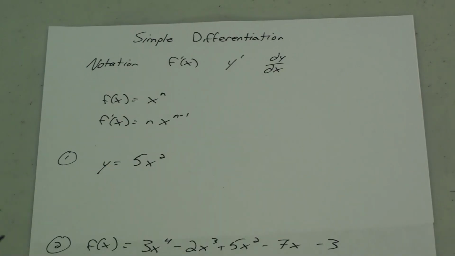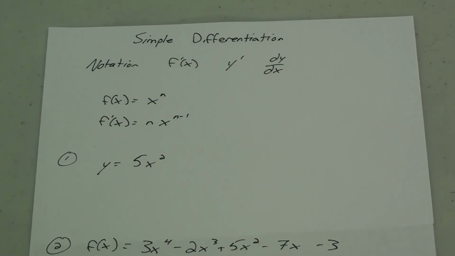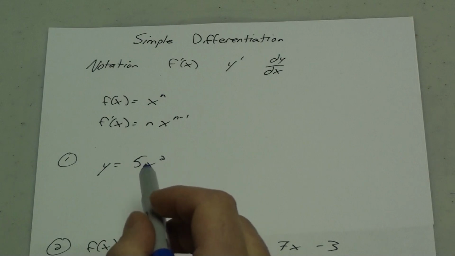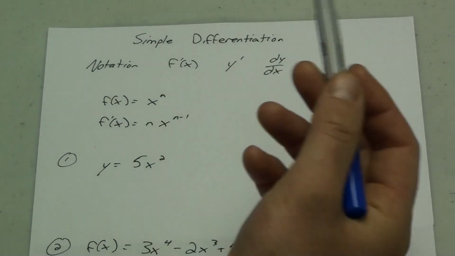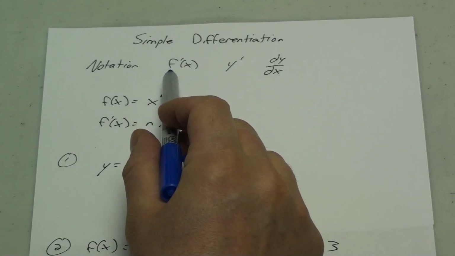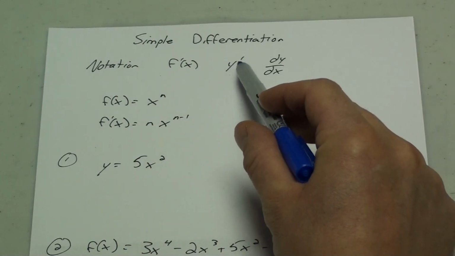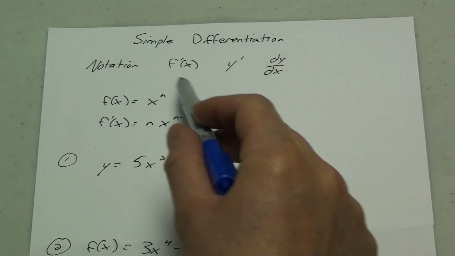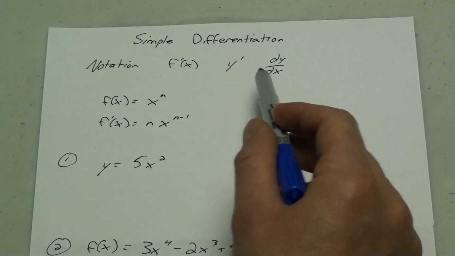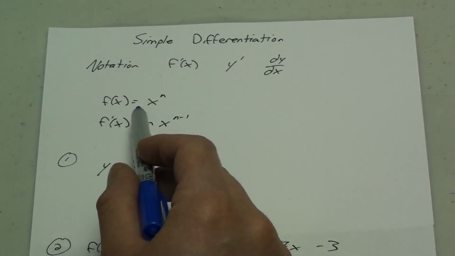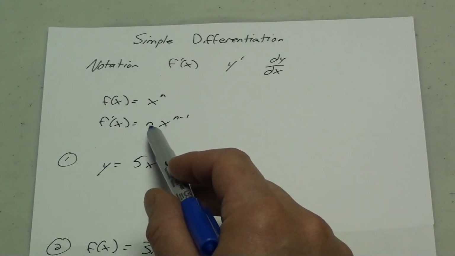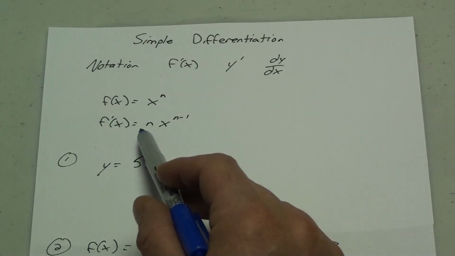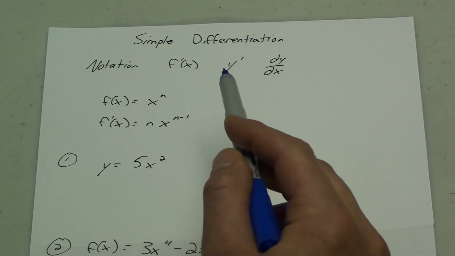Okay, this is a lesson on how to do simple differentiation, taking the derivative of some simple, individual terms. First of all, the notation is either f prime x, y prime, or dy dx. They all mean the same thing: you're taking the derivative. If I have a function that is just a simple term, I want to bring my exponent down, put it in front, multiply by whatever's there, and then reduce the exponent by 1.